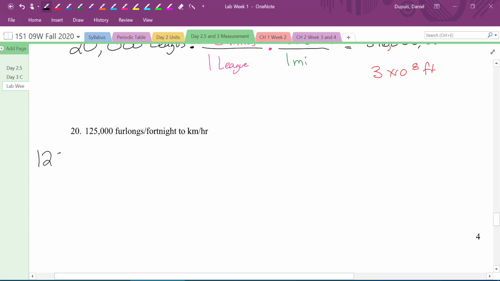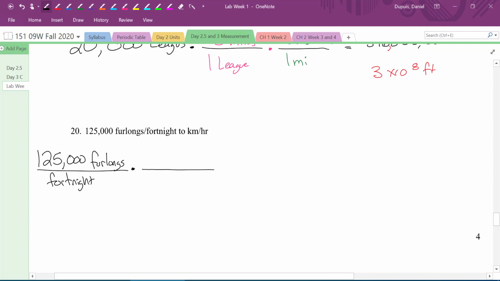125 furlongs per fortnight to kilometers an hour. I'm sorry, 125,000 furlongs. These are some very old units. Although Fortnight, if you listen carefully, sometimes they say fortnight in a movie. I think it's been in Lord of the Rings. I think it's been some other ones too. So fortnight still, every now and then, pops up. Furlongs, I'm not so sure if that pops up anymore.